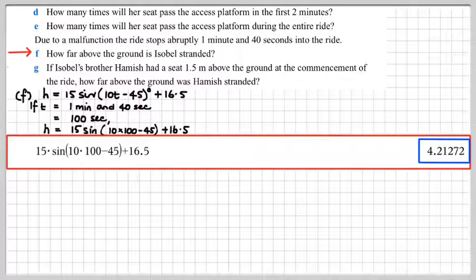And I solved it on the calculator. 4.21 metres she's stranded. That's not too high. Heavens, Isabel, calm down, girl. 4.21 metres isn't too bad. Oh dear.